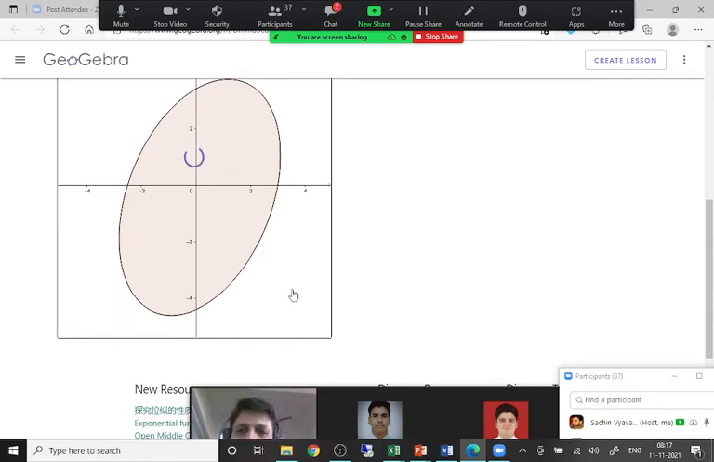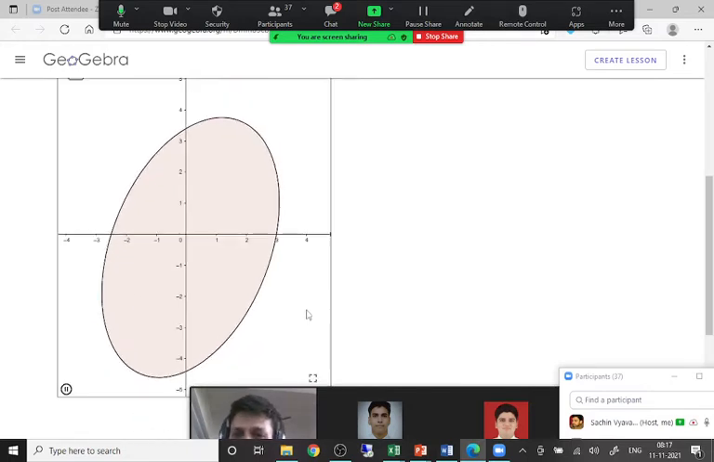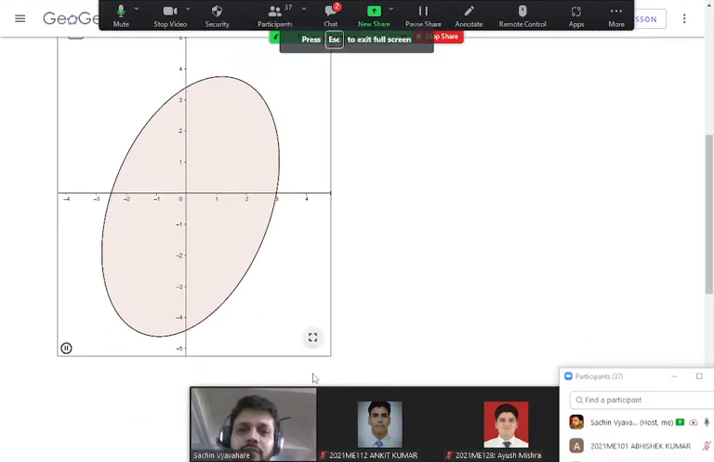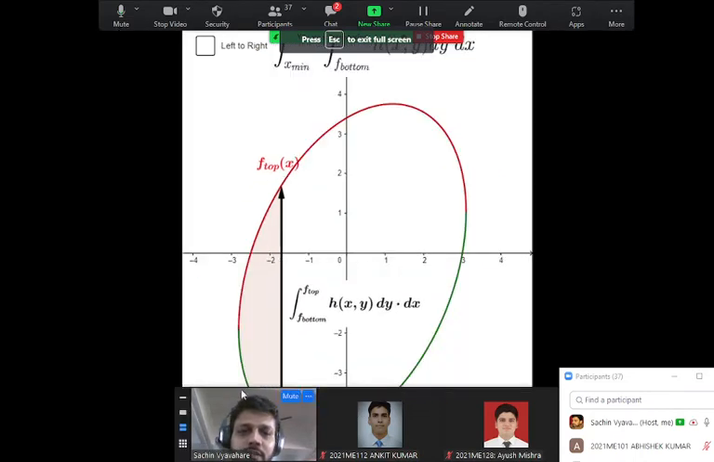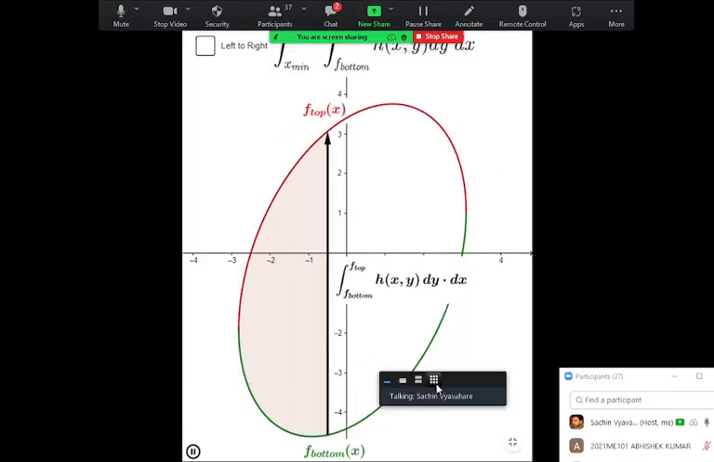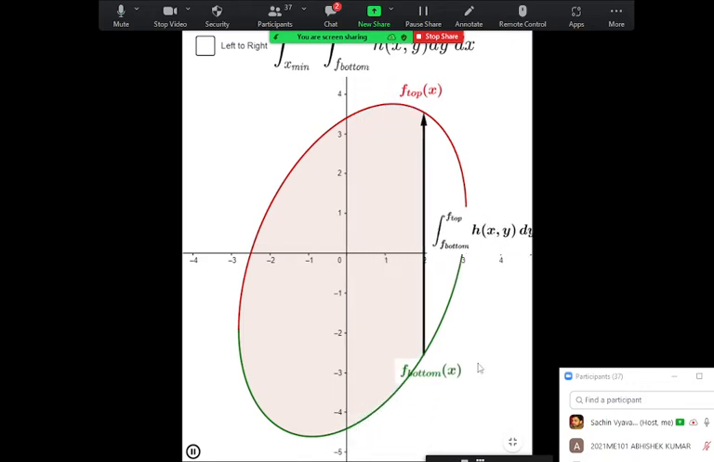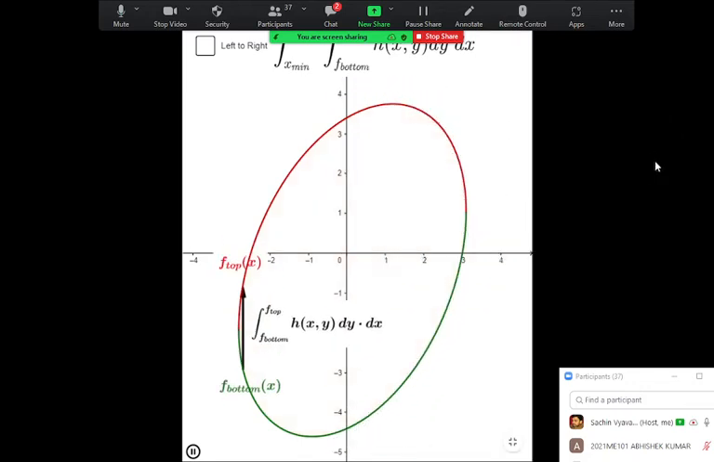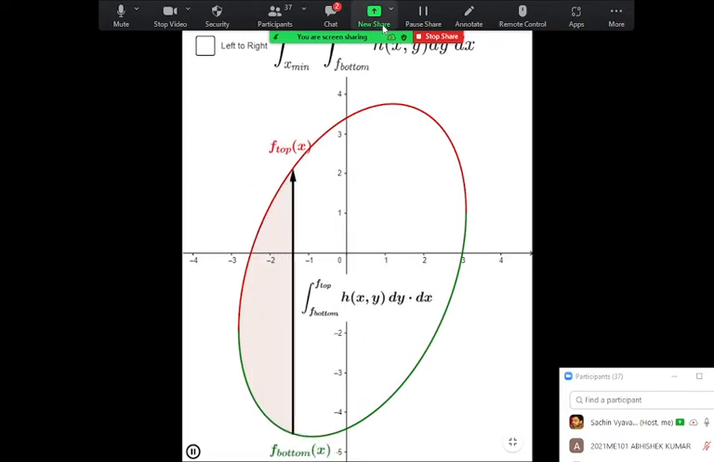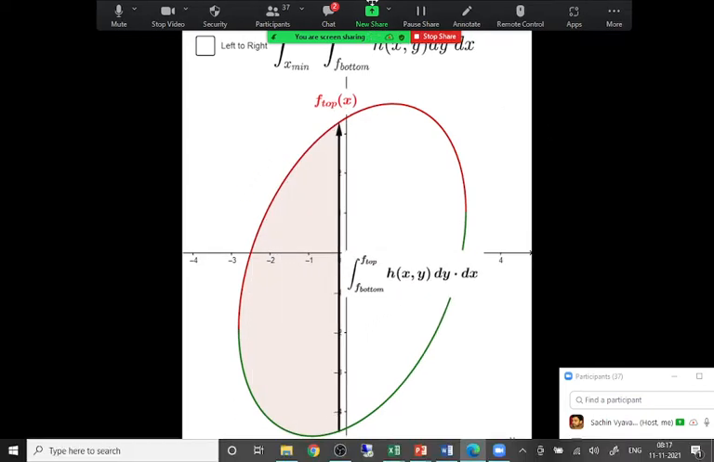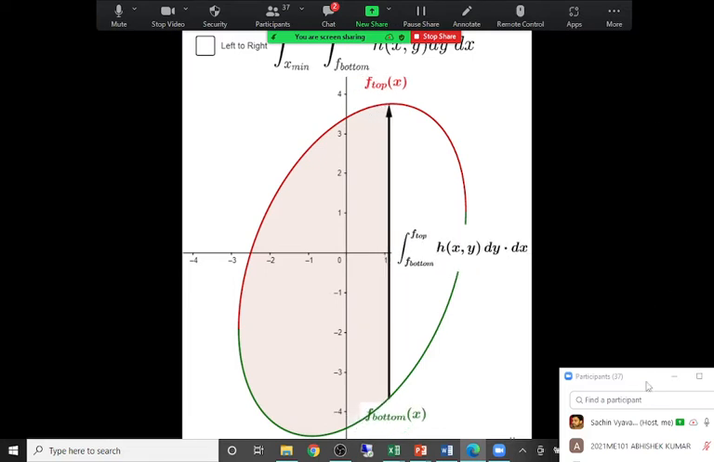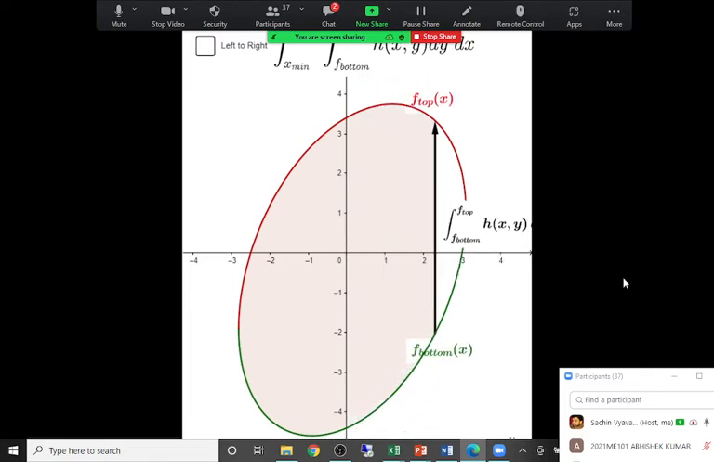So you can see one small animation on GeoGebra, which shows, suppose this is the region of integration. Let me maximize it and minimize it. You will observe one thing.